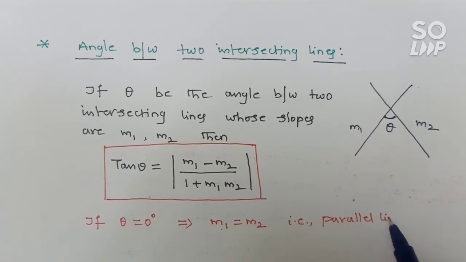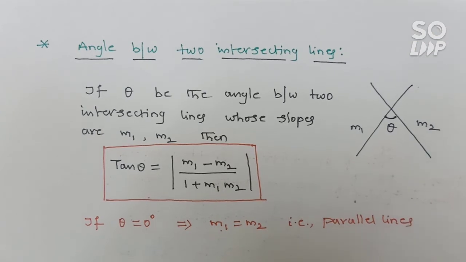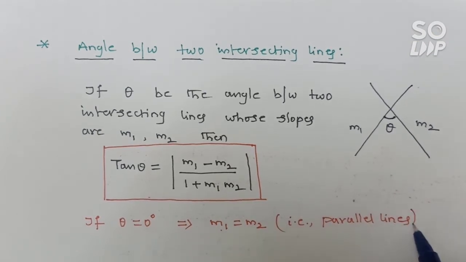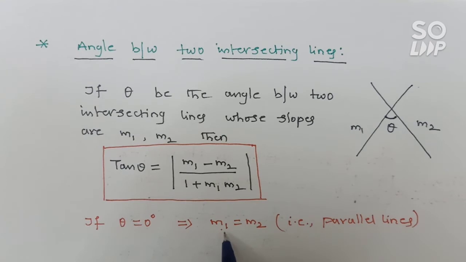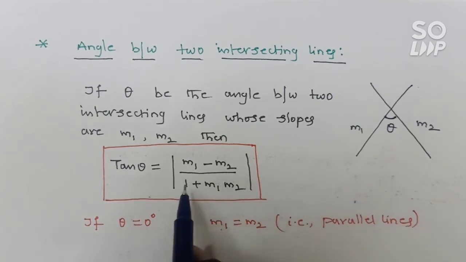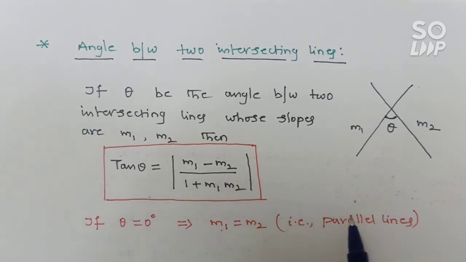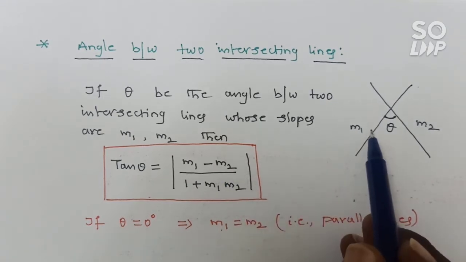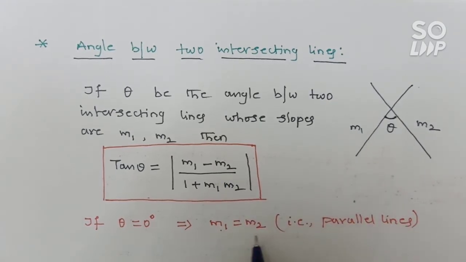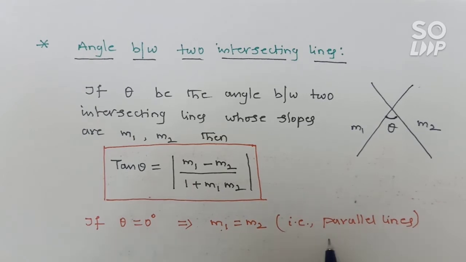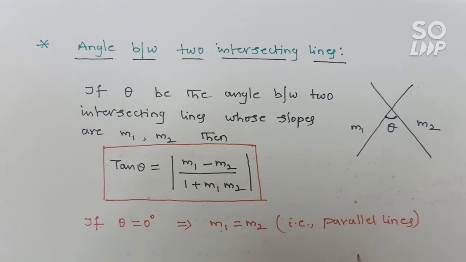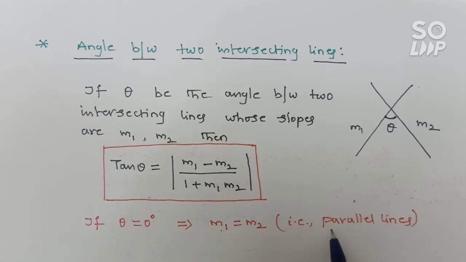So in any problem, the problem is related to that angle. Suppose the angle is theta, then we have to say that those lines are parallel. Or suppose in any problem, if the phrase parallel lines is given, then immediately we should recall that m1 is equal to m2.